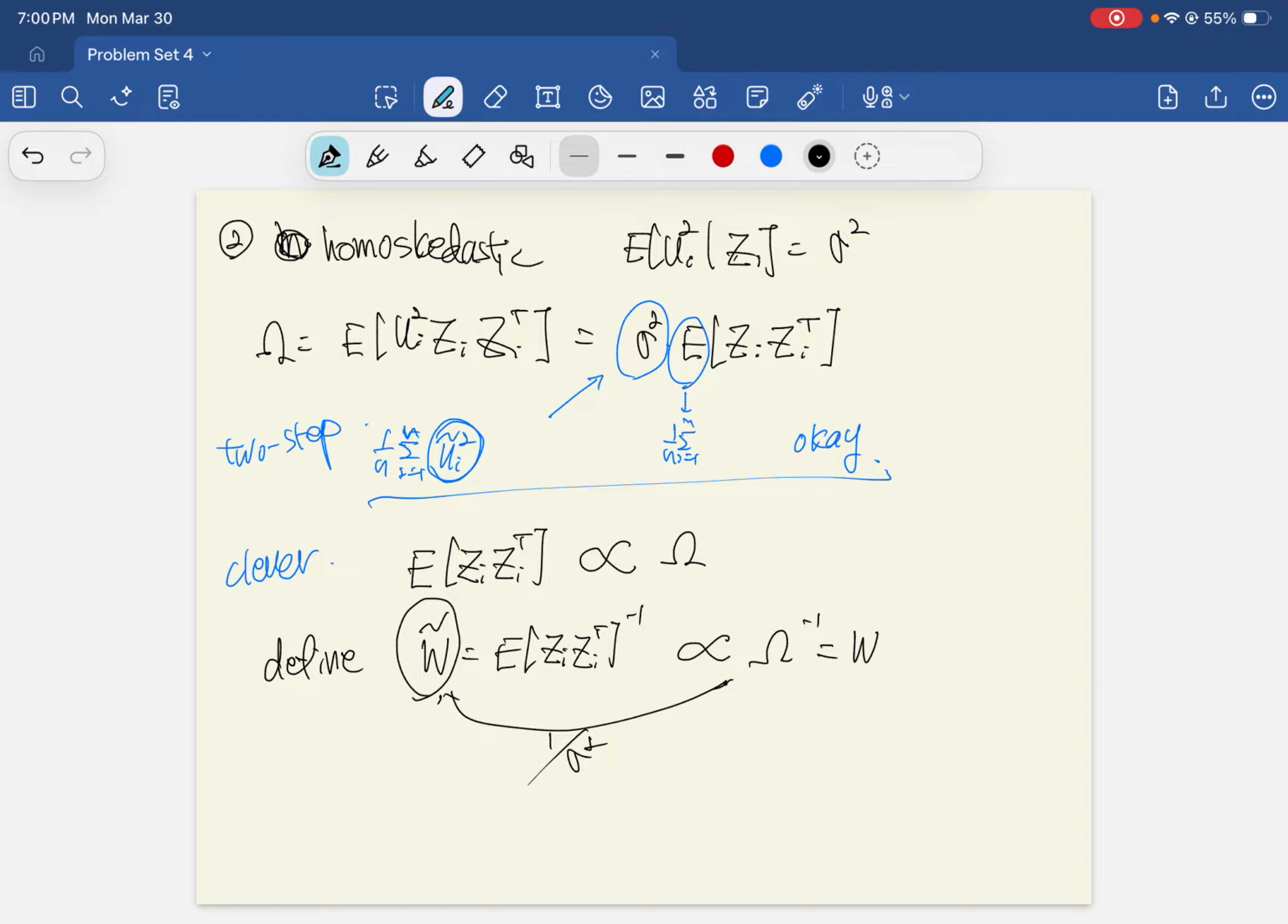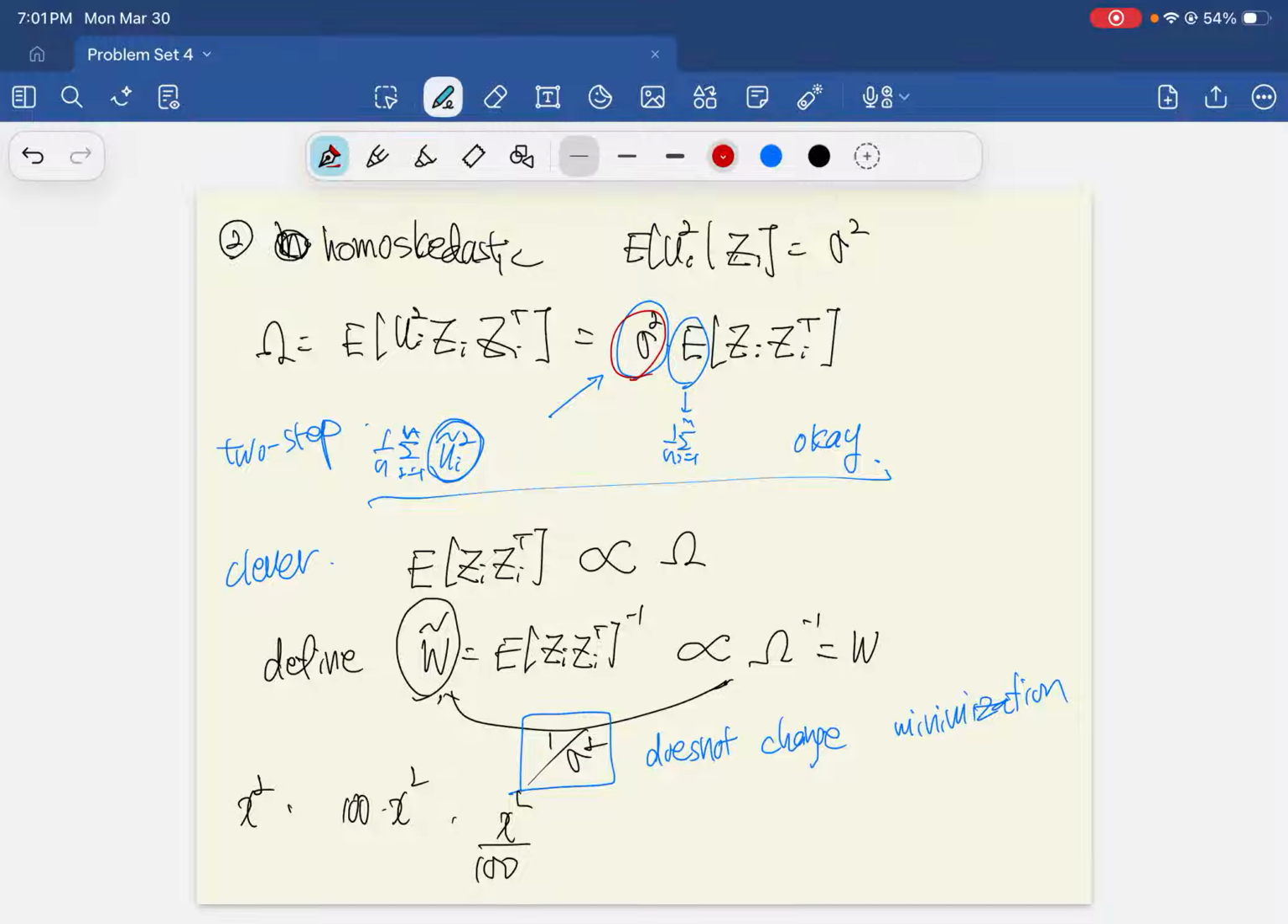Then the point here is multiplying by 1 over sigma squared does not change the minimization problem, right? So for example, if you minimize x squared, or if you minimize 100 times x squared, or if you minimize x squared over 100, they are the same thing. The minimum is always the same. So in your calculation, multiplying by a positive constant sigma squared does not matter. So that is the better way.